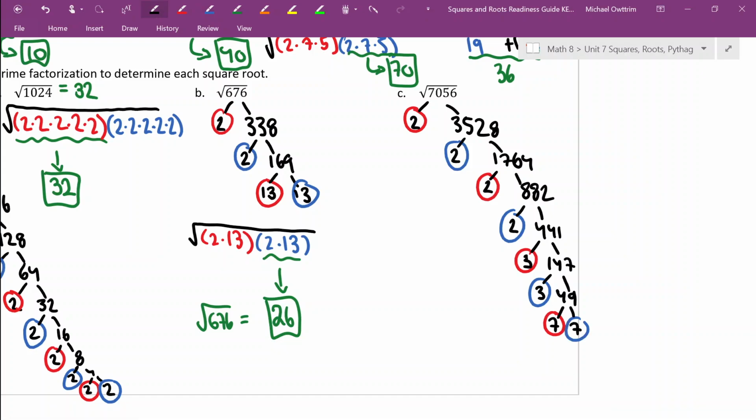We'll make our 2 groups. I might do that over here. Oops, that's a bit smaller. So our red group is going to be 2 times 2 times 3 times 7. And same with our blue group. I might have to move that over a bit.